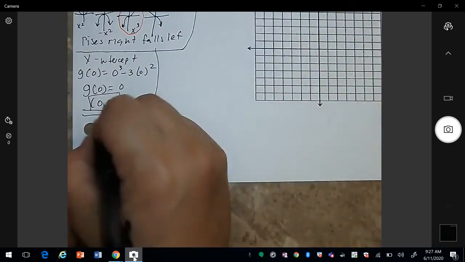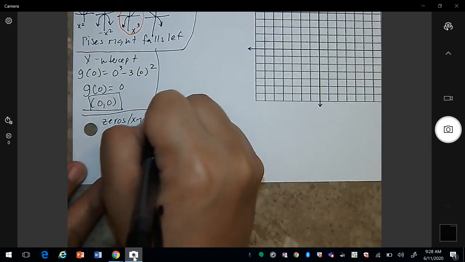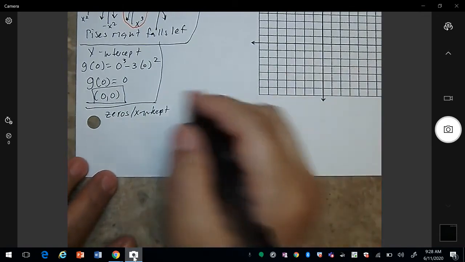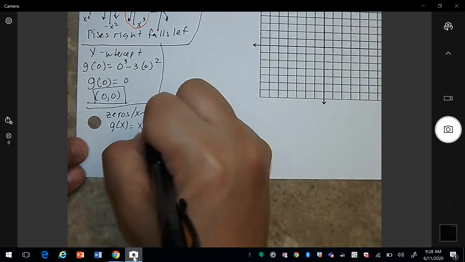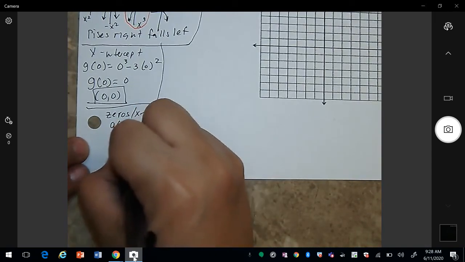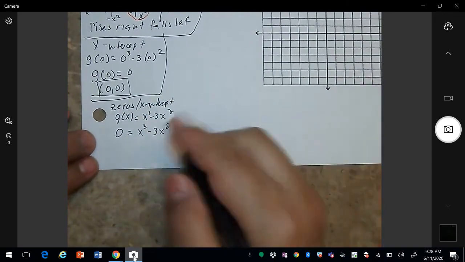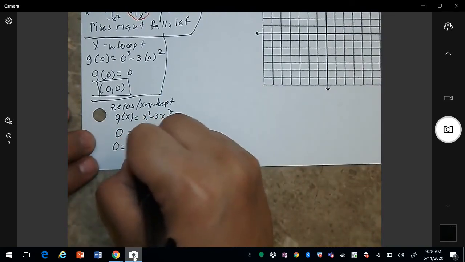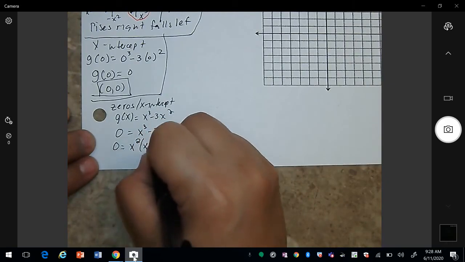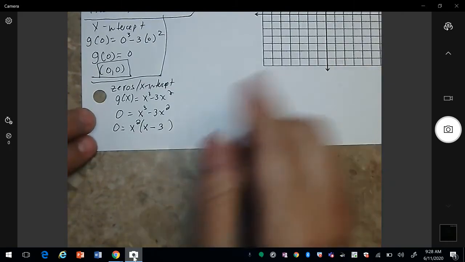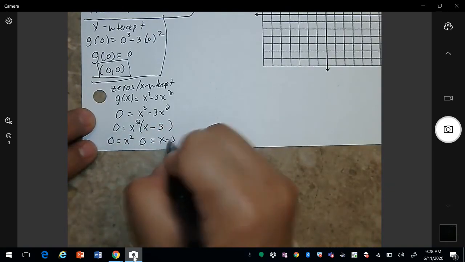The x-intercept, or the zeros slash x-intercept, they're both the same name. We let y equal 0 and solve for x. So here they have an x squared in common, so I can factor out an x squared. Factoring out an x squared from x cubed minus 3x squared leaves me with x and 3. So I get 0 is equal to x squared and 0 is equal to x minus 3.